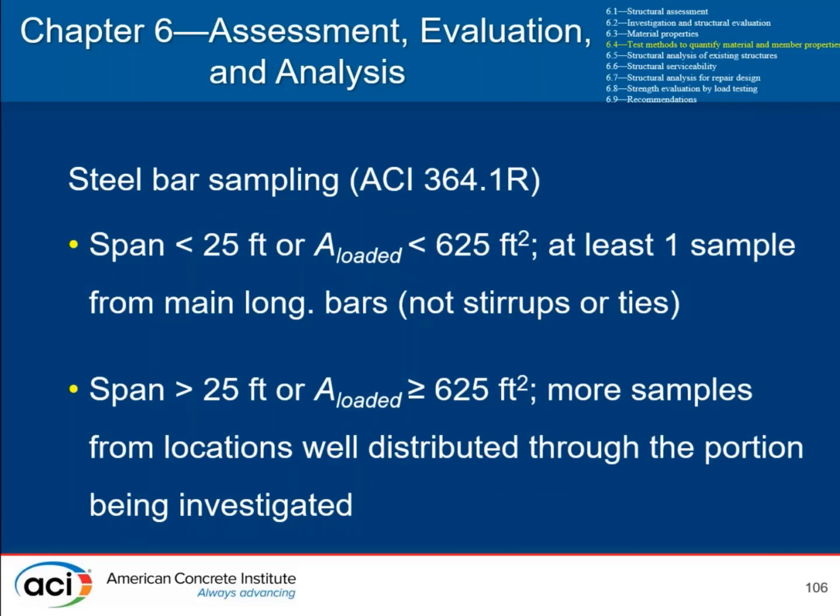562 doesn't specify how many samples should be taken from a member, but 364.1R suggests the criteria shown here, that if your span is less than 25 feet or the loaded area is less than 625 feet, you would take at least one sample from a longitudinal bar, and if you have a higher span or a higher loaded area, you would take more samples.